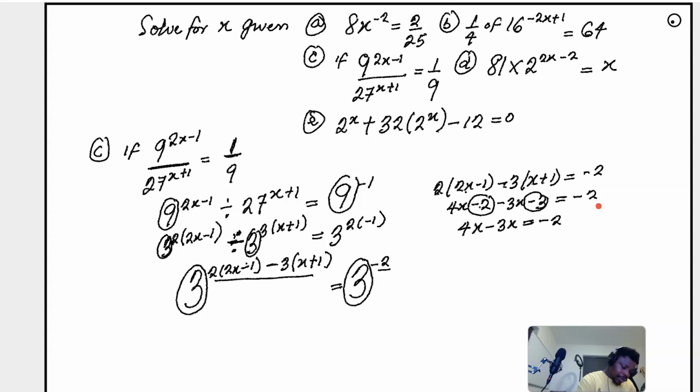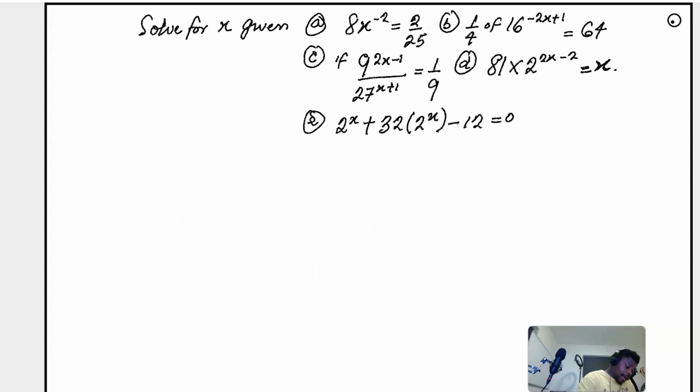So minus 2 to the right hand side, that is plus 2. Minus 3 to the right hand side, that is plus 3. So 4x minus 3x, that is 1x, with x equals minus 2 plus 2, that is 0. This will cancel out. Then you have 3. So x is equal to 3.